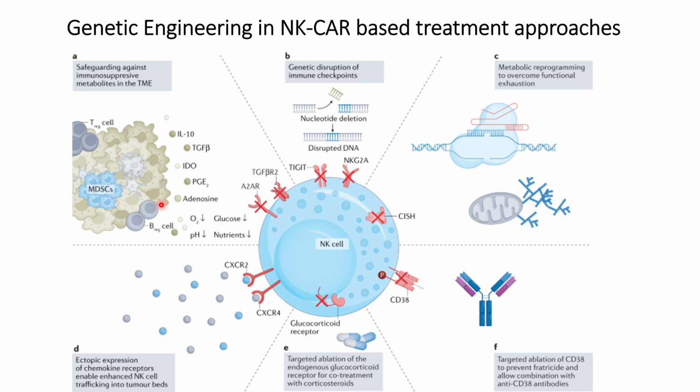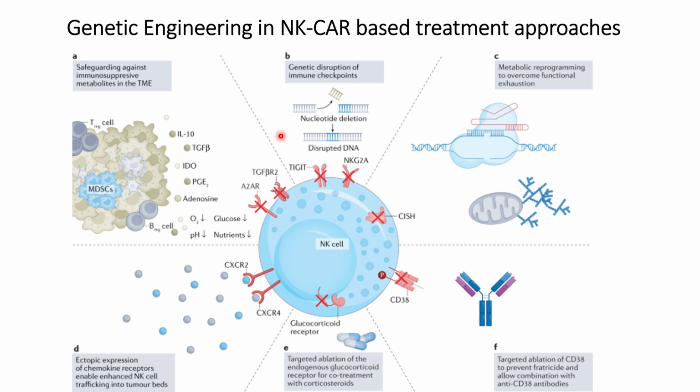And another thing is that the NK cells should be made resistant to the immunosuppressive cytokines that are being released, such as interleukin 10 and TGF beta. So the TGF beta receptors can also be inhibited. This kind of inhibition can allow the NK cells to reach the tumors in a more efficient manner.